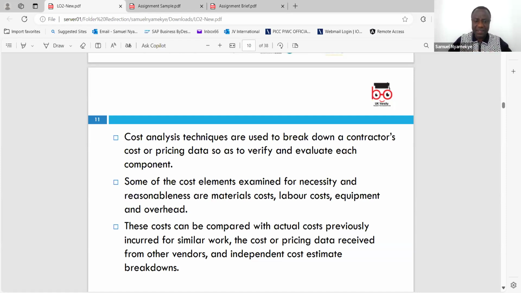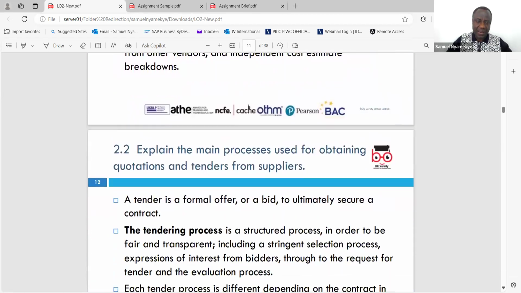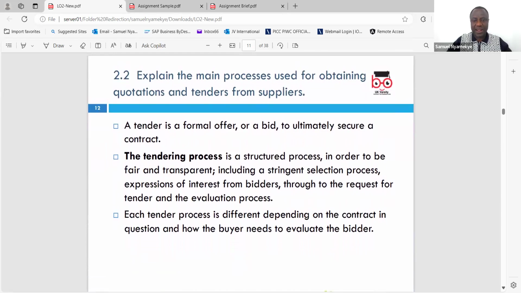So basically that is it. So like we see material cost, labor cost, equipment, overheads, and all that. You have to look at that with them, for the costs and the pricing and leading on to the cost price analysis.